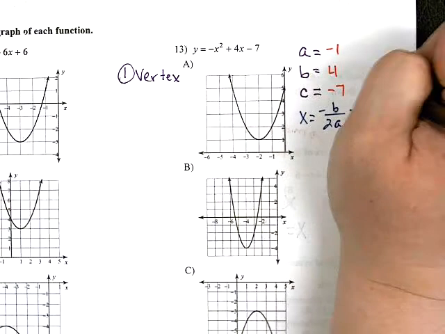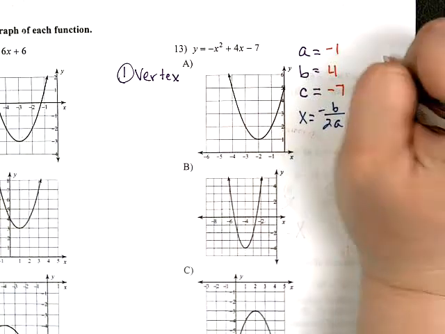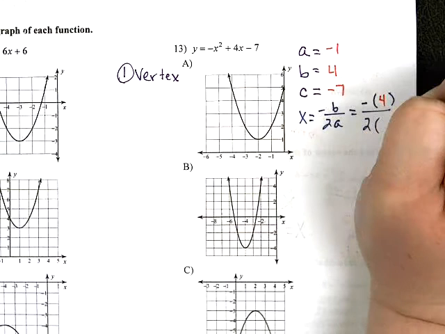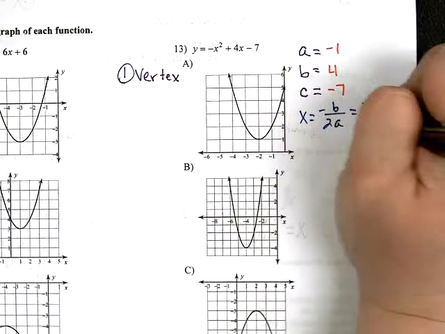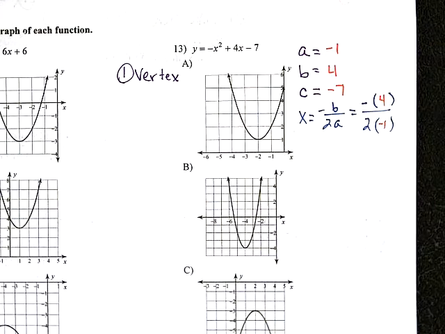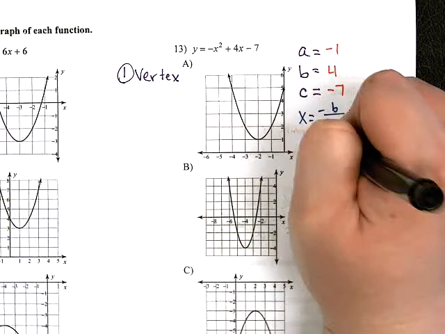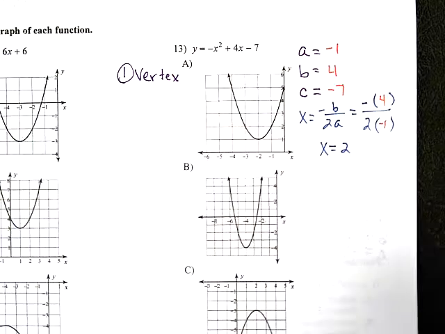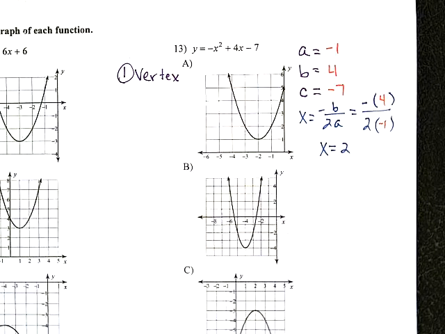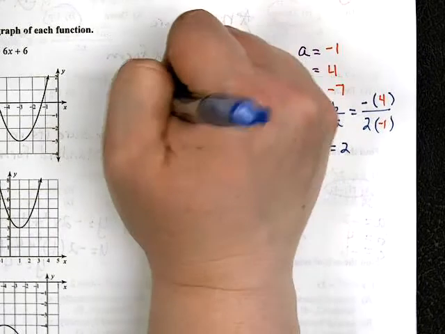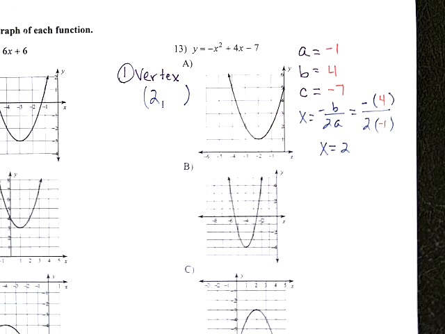So negative 4 over 2A, and A is negative 1. So if we put that into our calculators, we should get negative 4 over negative 2, so we get x equals positive 2. So that is not only our axis of symmetry, but the x-coordinate of our vertex. So it's going to be 2 comma something.